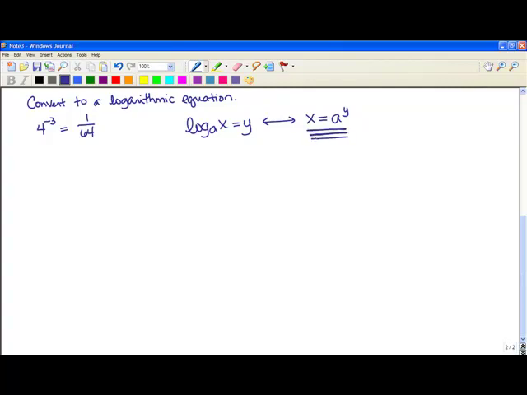Notice that we're on this side of the conversion. a is always a base. This is a in our problem. And y is always a power. So negative 3 would be y. And x is on the other side of the equals. So we'll change these over into a logarithmic equation. It would be log base a, which is 4, of x, which is 1 over 64, equals y, which is negative 3.